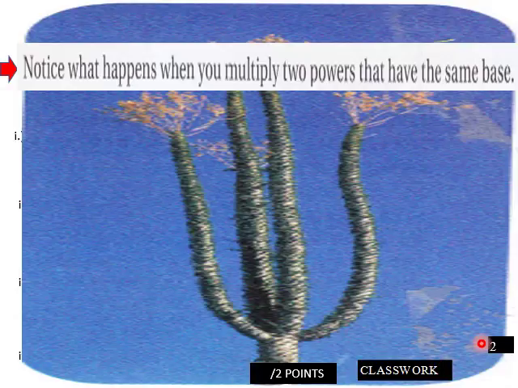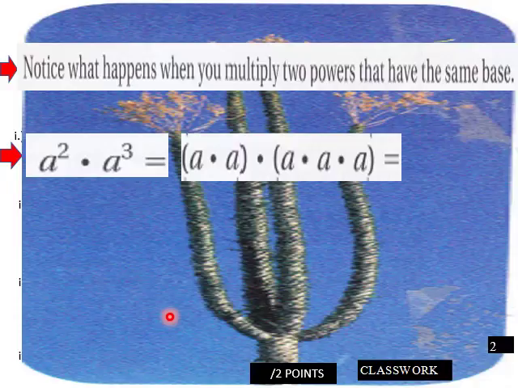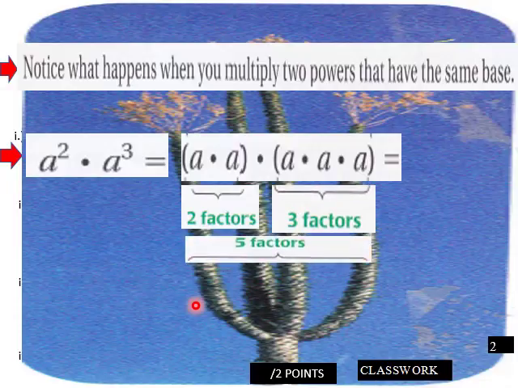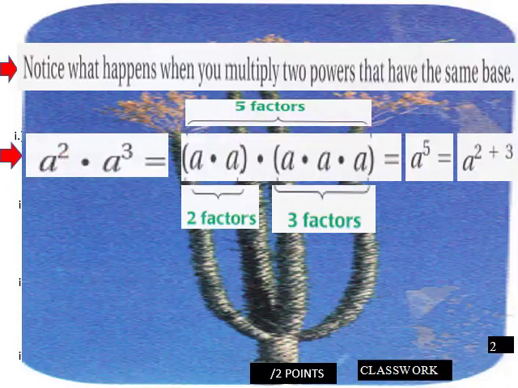This is classwork, page 2 of your classwork sheet. Notice what happens when you multiply two powers that have the same base. Here's the base, here's the base, here's the power, here's the power. A times A times A times A times A. 2 factors there, 3 factors there, equals a total of 5 factors. A to the 5th is what that yields. So we add our exponents, don't we?